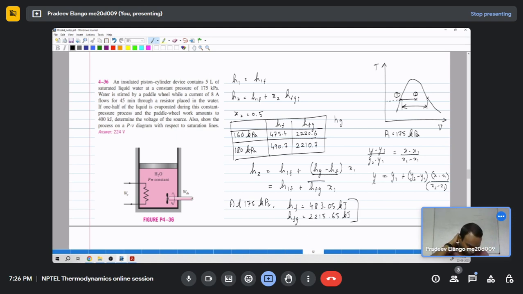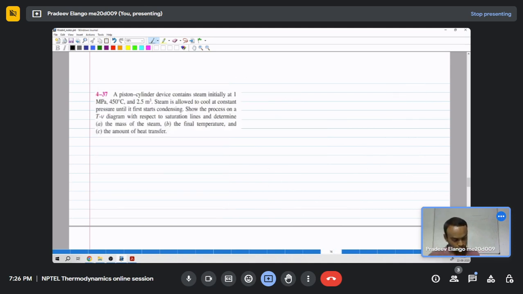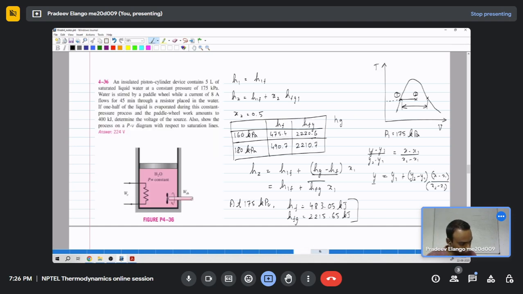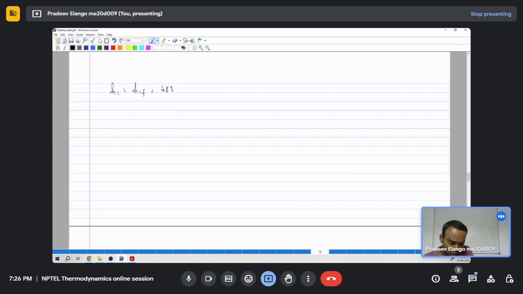Now we have these two. H1 is H1F, which is 483.05 kilojoule, and H2 is H1F plus X2 into H2FG, so that is 483.05 plus 0.5 into 2215.65. So calculate the value of H2.